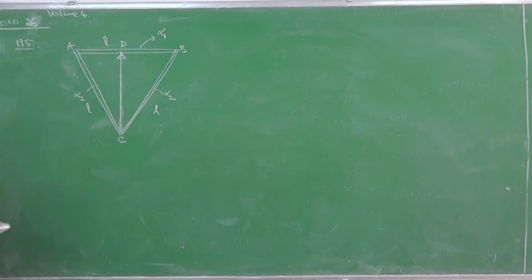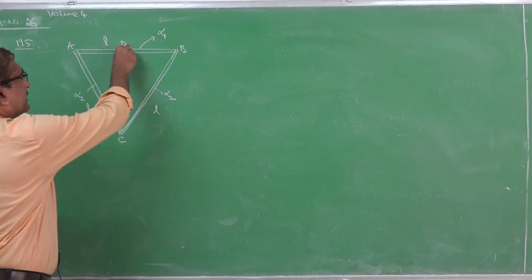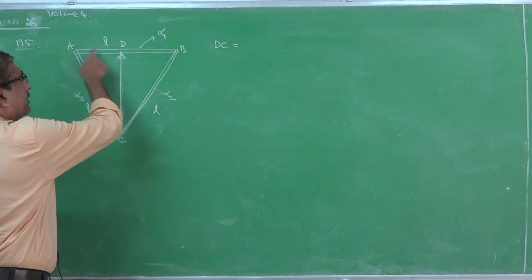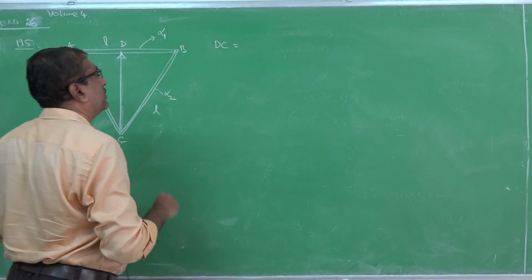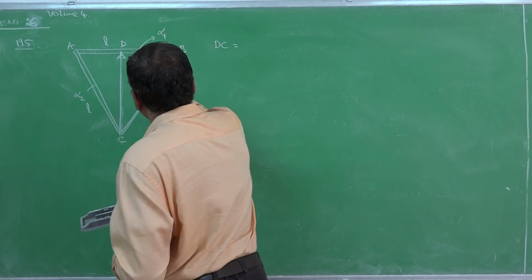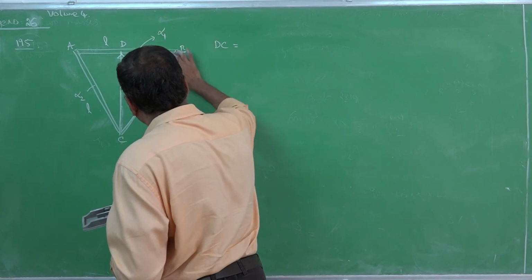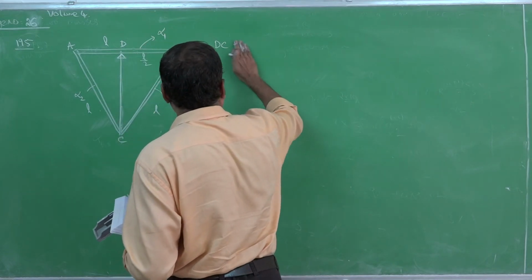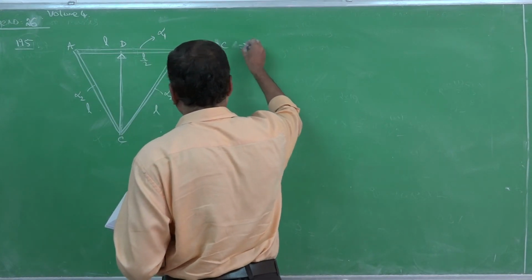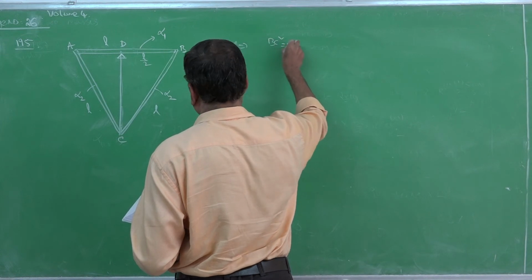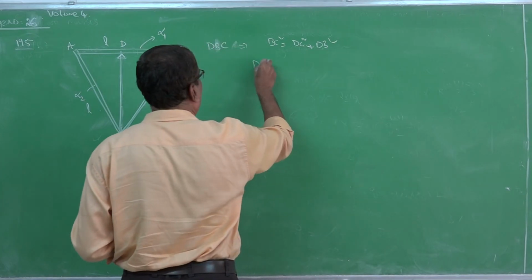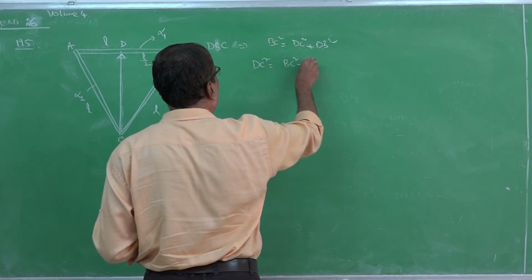Now how can we solve this? What is the length of DC from this triangle? All these three sides are equal, so if this is L, this means DB is L by 2. From triangle DBC we can write BC² = DC² + DB². So we want DC². So DC² = BC² − DB².